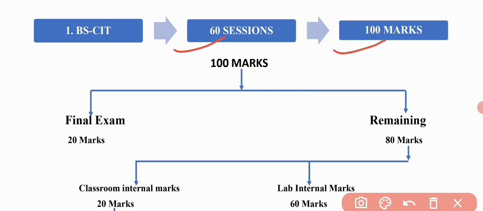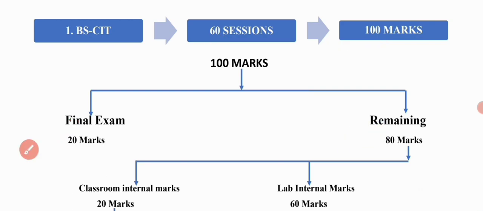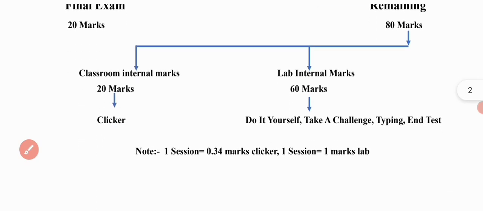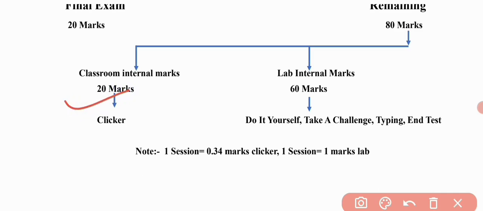Now, the 100 marks is further divided into two categories. The first one is internal marks, an internal exam of 20 marks. The second one is the remaining 80 marks. Now, the remaining 80 marks is further divided into two subcategories. The first one is classroom internal marks of 20 marks, which we get by doing clicker in classroom.